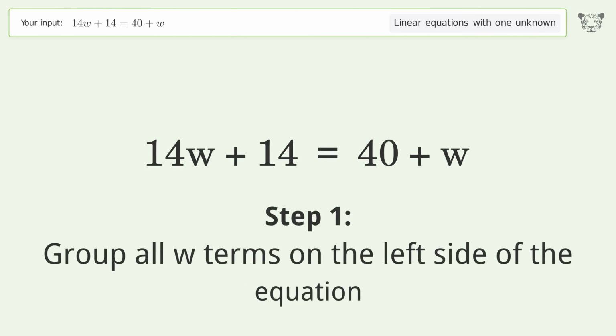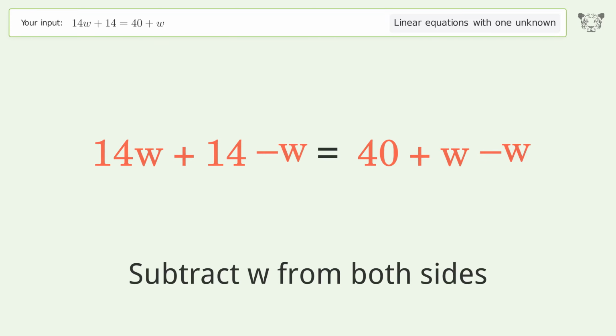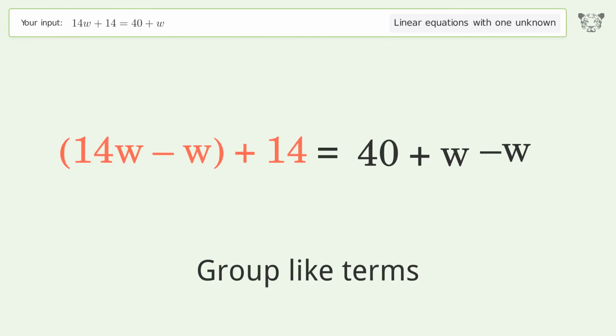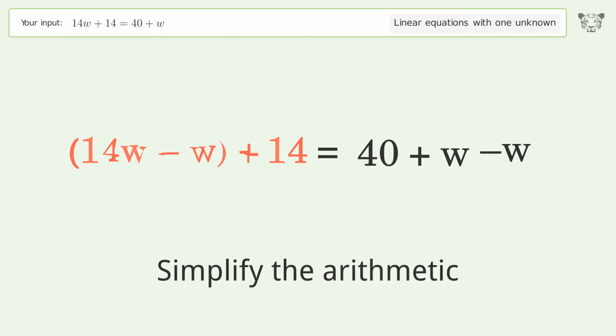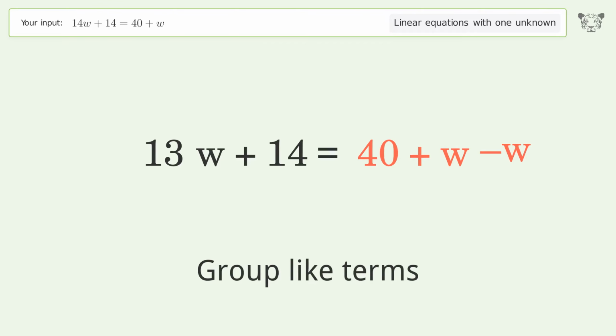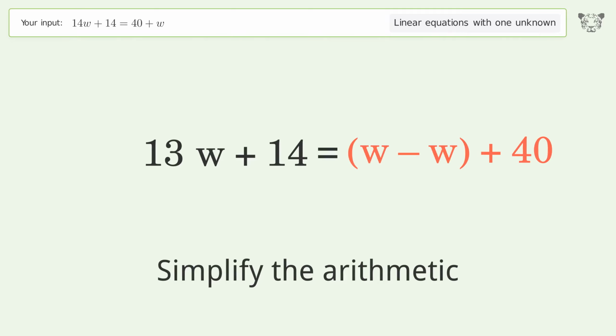Group all w terms on the left side of the equation. Subtract w from both sides. Group like terms. Simplify the arithmetic. Group like terms. Simplify the arithmetic.